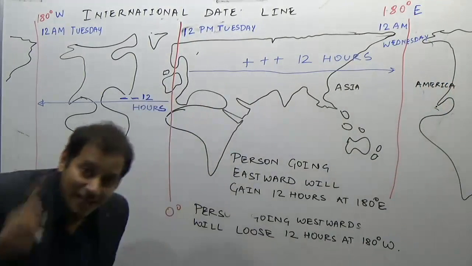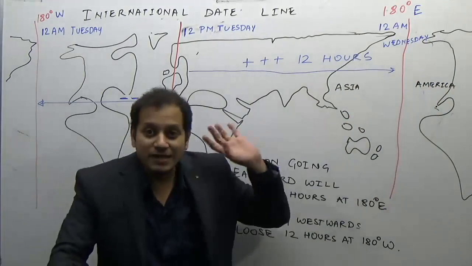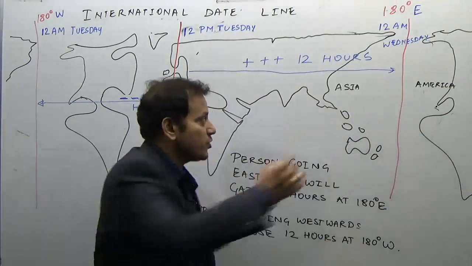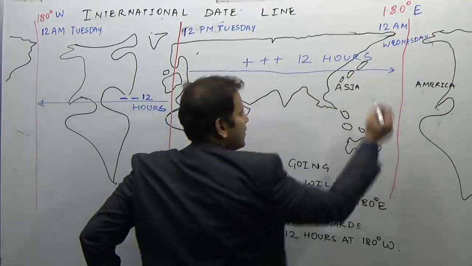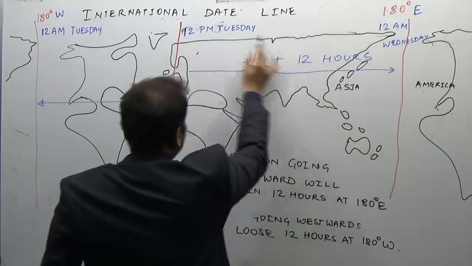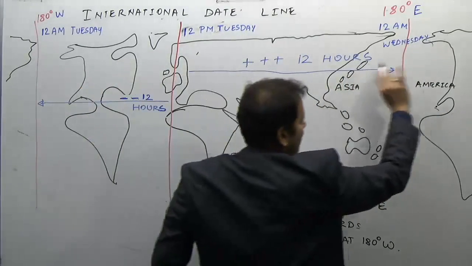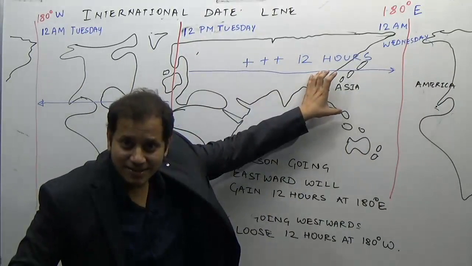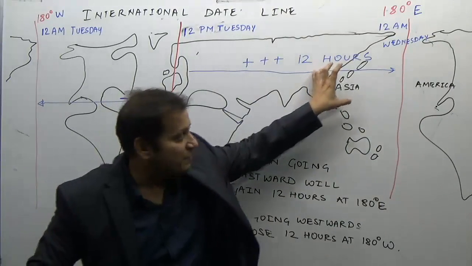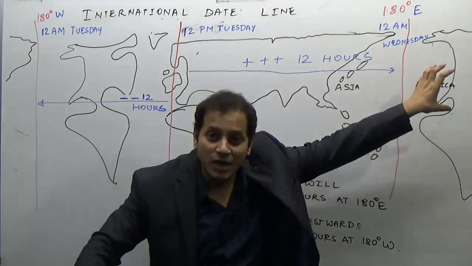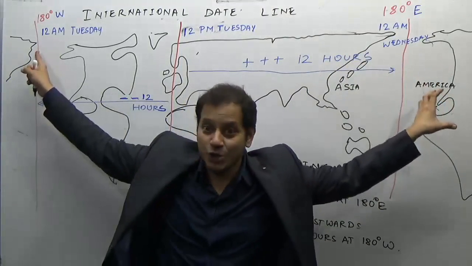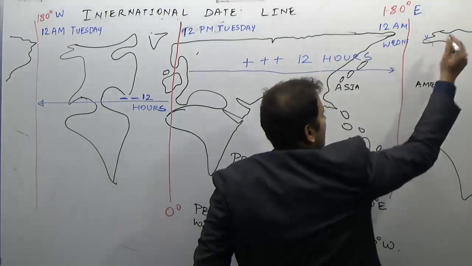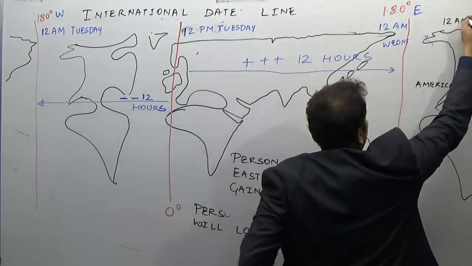Now these are all imaginary lines for our convenience. It is not that you cannot cross this way. If a person wants to go from Japan to America, the person does not go this way. The flight takes the shortest possible route. Now when the flight which starts on Wednesday, that is 12 AM Wednesday, crosses this imaginary line and comes to America, what is the time? Tuesday it is. It is Wednesday here, and it is 12 AM Tuesday on the American side.